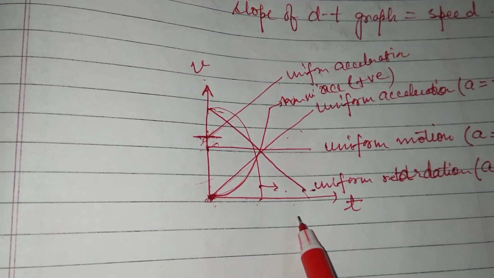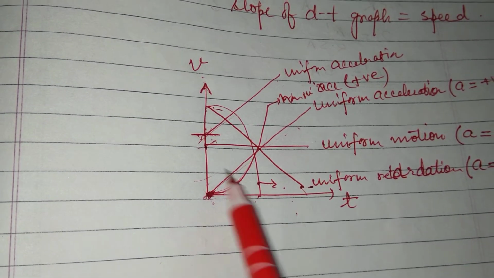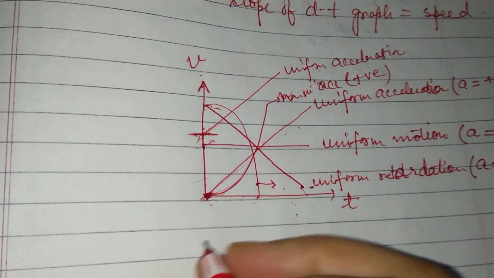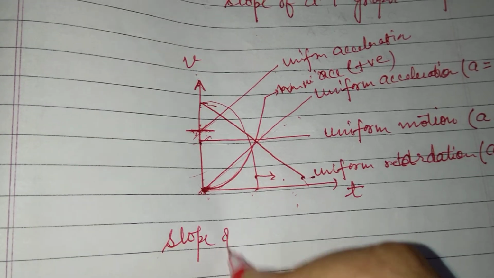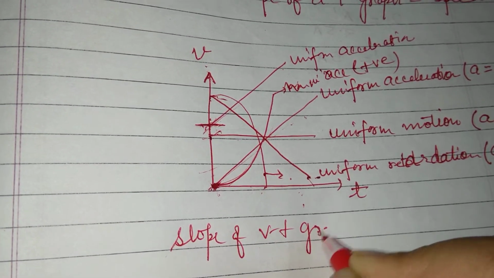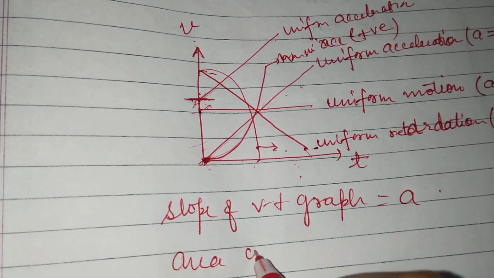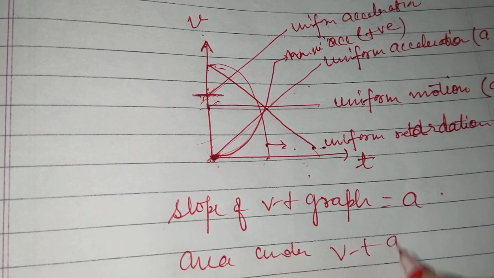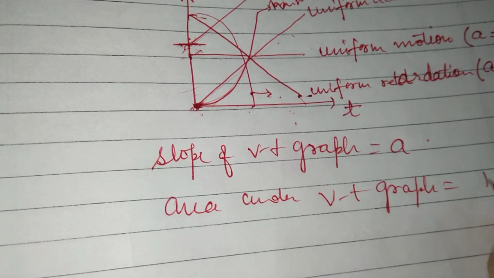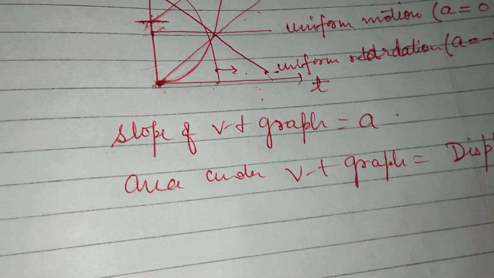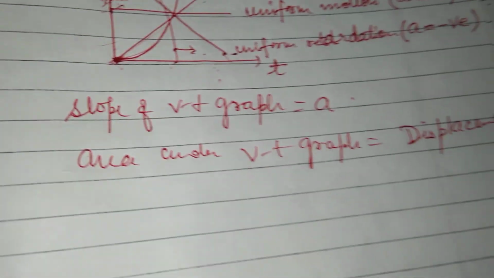So these are acceleration time graph, velocity time graph, and from that the slope of velocity time graph is acceleration, and area under the VT graph is equal to displacement. These are the very important points that you should remember.